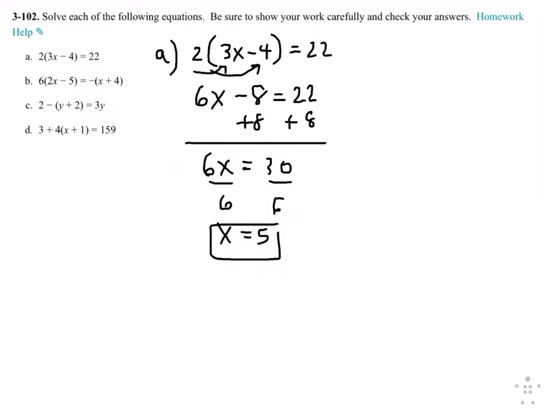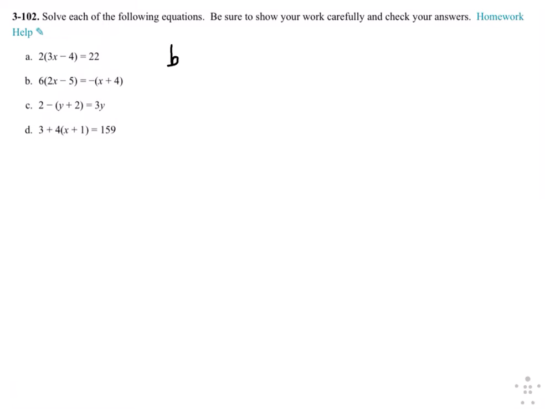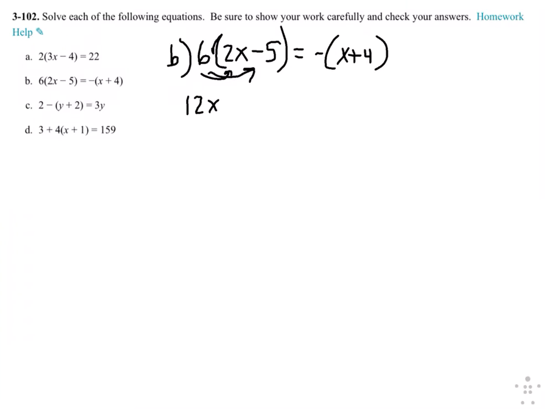For B, let's make some space. B, I have 6 times 2x minus 5 equals negative x plus 4. So we have to distribute. 6 times 2x is 12x. 6 times negative 5 is negative 30. The negative gets distributed, or negative 1, so it's negative x minus 4.